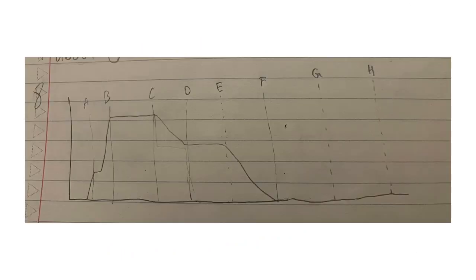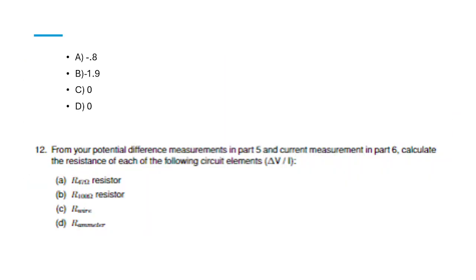You can see this represented in the graph they told us to draw, where you can see the potential difference rises and falls back to zero. For number 12, it says from your potential difference measurements in part 5 and the current measurements in part 6, calculate the resistance of each of the following circuit's elements. For part A, we got negative 0.8. For B, we got negative 1.9. And for C, we got 0. And for D, we got 0.